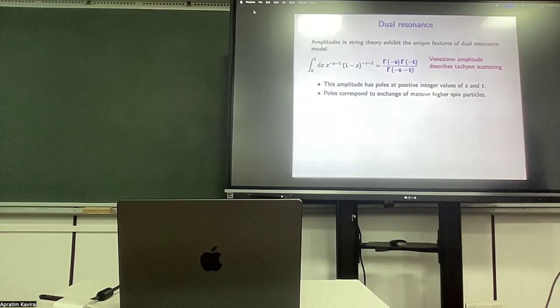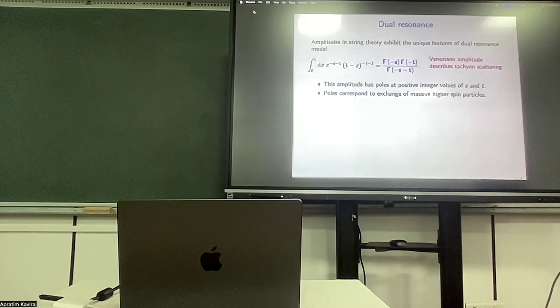and in fact amplitudes in string theory have some particular behavior. For example, this is what is called the Veneziano amplitude or Euler beta function, and this describes 4 tachyon amplitudes. And this has a worldsheet integral form like this.